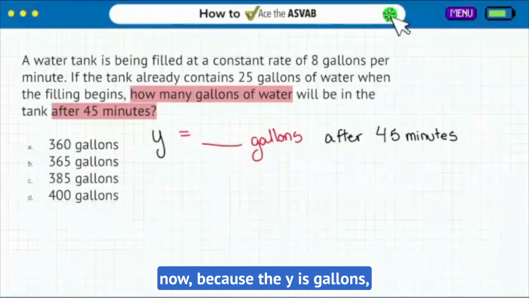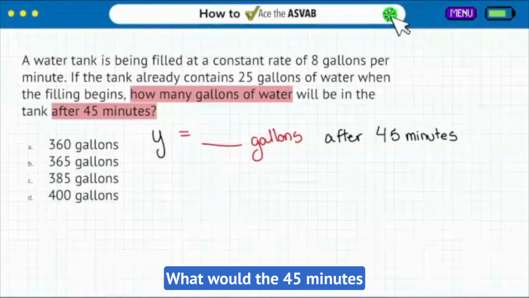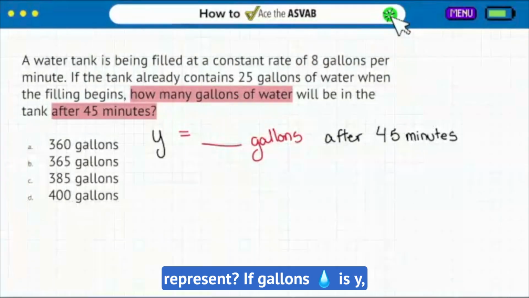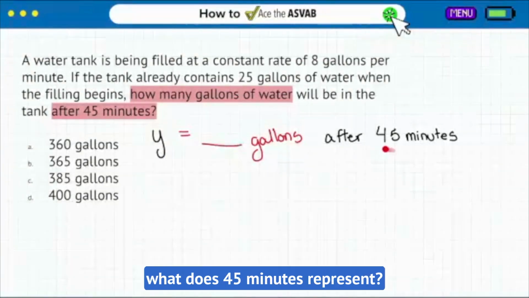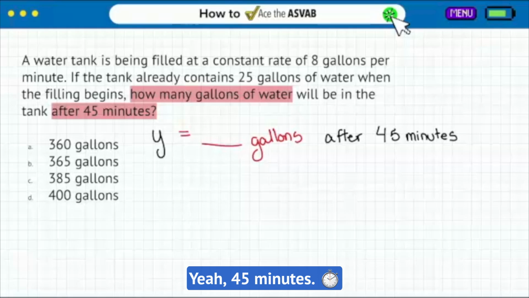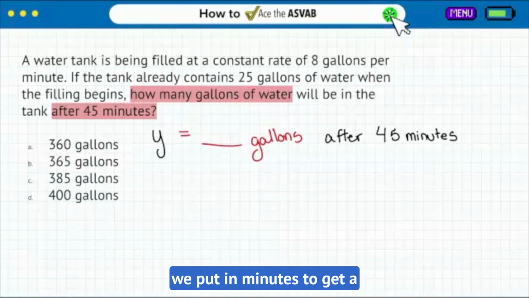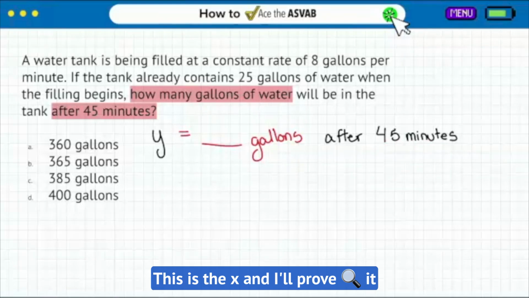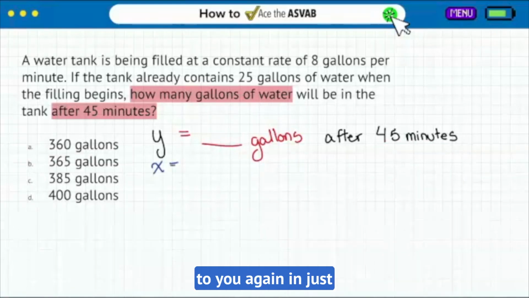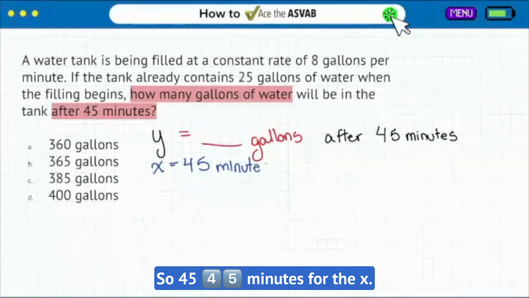Now, because the Y is gallons, what can we make of 45 minutes? What would the 45 minutes represent? If gallons is Y, what does 45 minutes represent? Yeah, the minutes is X. If gallons is Y, we put in minutes to get a certain number of gallons. This is the X, and I'll prove it to you again in just a few moments. So 45 minutes is the X.